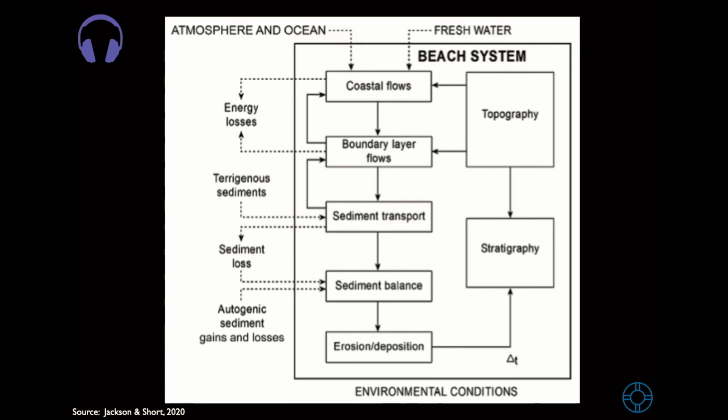This graph is also extremely important. It presents the morphodynamic relationships between boundary conditions like topography, inputs from the atmosphere, from the ocean, terrestrials and autogenic sediments, and interactions like those in the central boxes, including coastal flows, boundary layers, sediment transport, sediment balance, erosion, and deposition. And the resulting surface morphology, again the topography and underlying stratigraphy in the coastal environment.